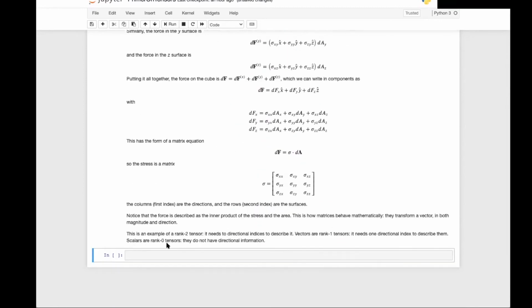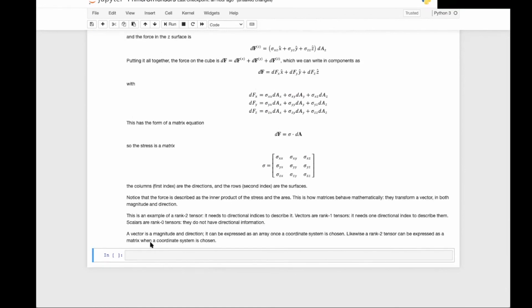Scalars are rank 0 tensors. They do not have any directional information. A vector is a magnitude and a direction. They can be expressed as an array once a coordinate system is chosen. And likewise, a rank 2 tensor can be expressed as a matrix when a coordinate system is chosen.